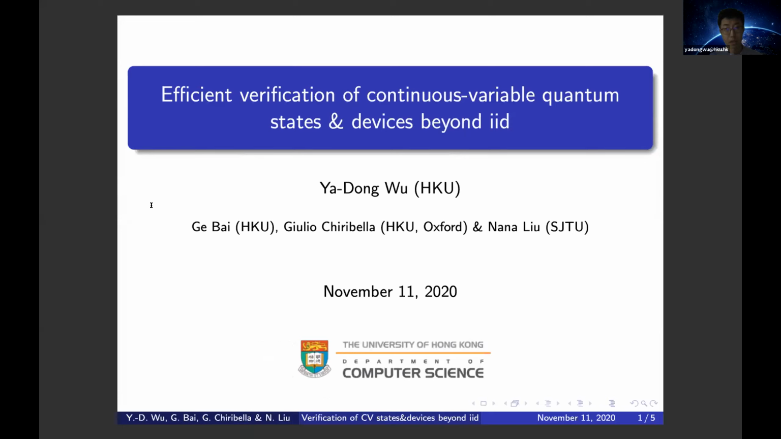Okay, thanks. I'm Yadong from Hong Kong University. This work is a joint work with Ge, Juliu, and Nana. I'm going to talk about efficient verification of continuous variable quantum states and quantum devices when we don't have the IID assumption.